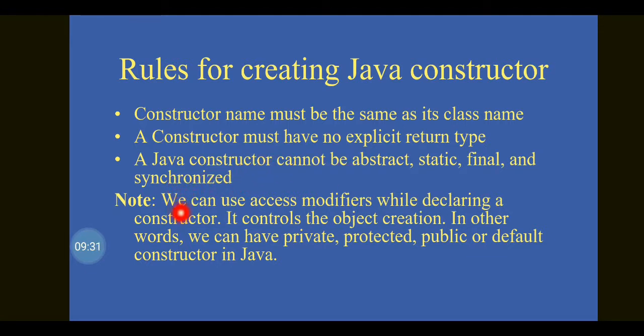As a note, we can use access modifiers while declaring the constructor. It controls the object creation. In other words, we can have private, protected, public, or default constructors in Java. So let us have a look at this for a minute.